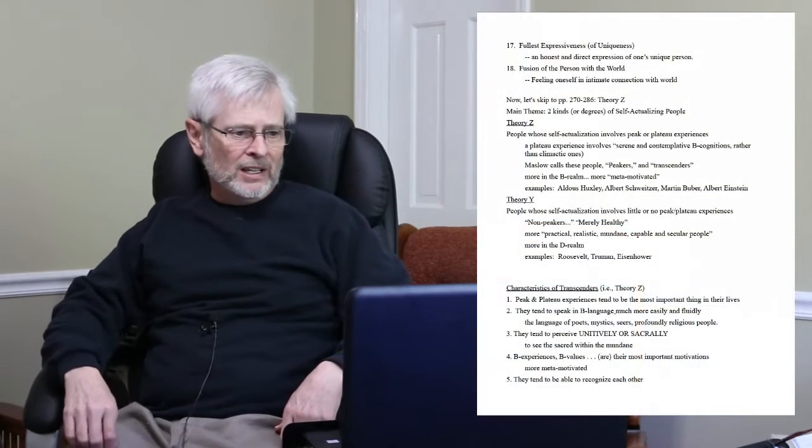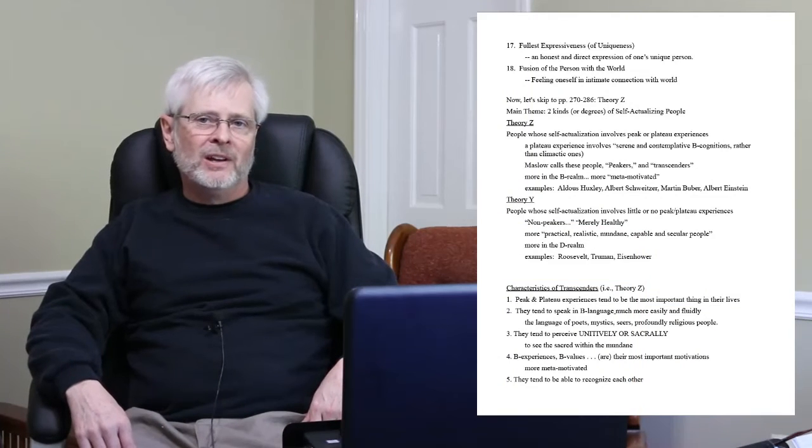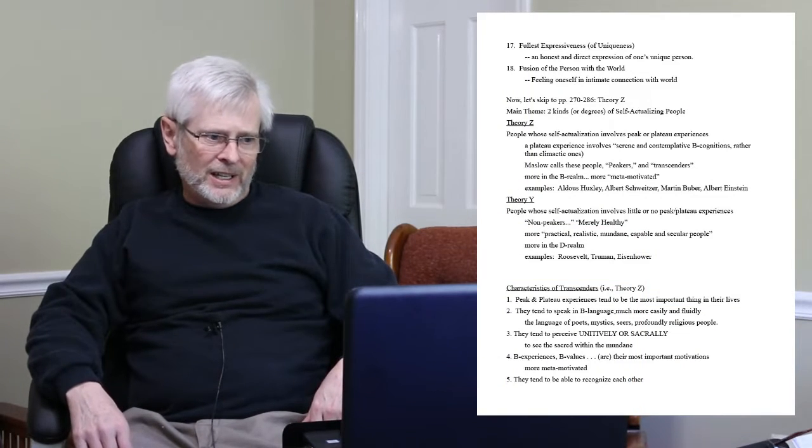In our last video, we got through chapter 4 out of the book, which had to do with the nature of creativity, which, as I keep saying, is a recurrent motif definitely within humanistic psychology. But now we're going to skip to a much later part of the book, skipping ahead all the way to page 270 to 286, where Maslow will be taking up what he calls Theory Z.